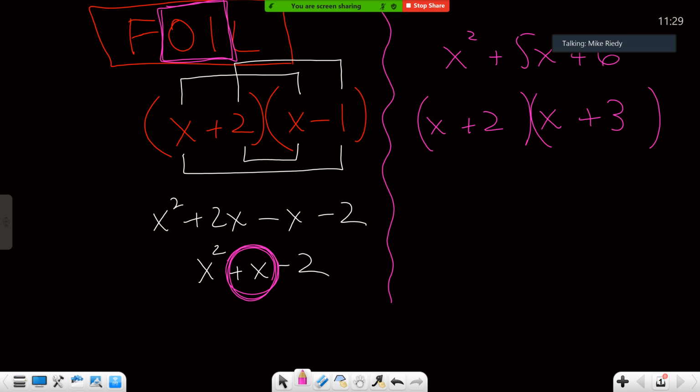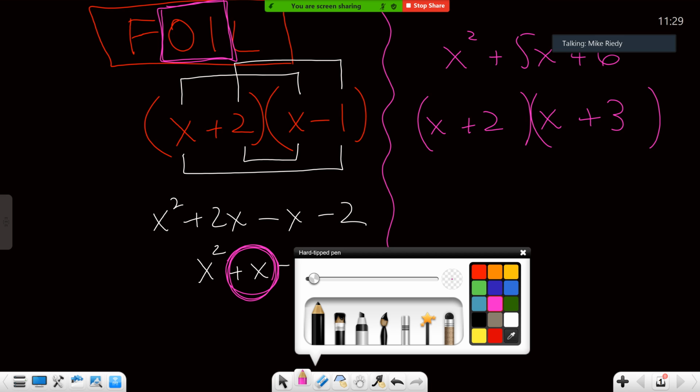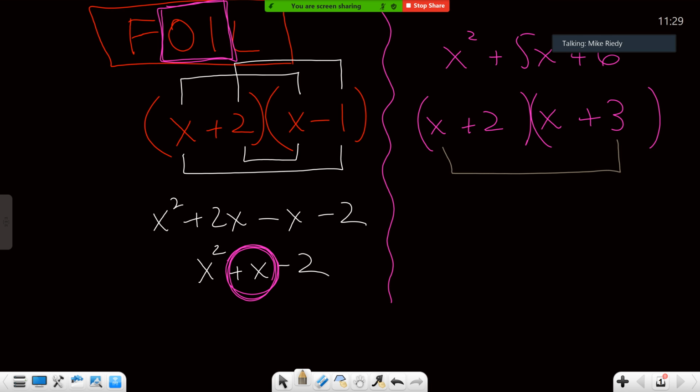The OI term comes about from this times that, this times this, and add those up. 3 times x is 3x, 2 times x is 2x, 2x plus 3x equals 5x. Bingo, I'm good to go.